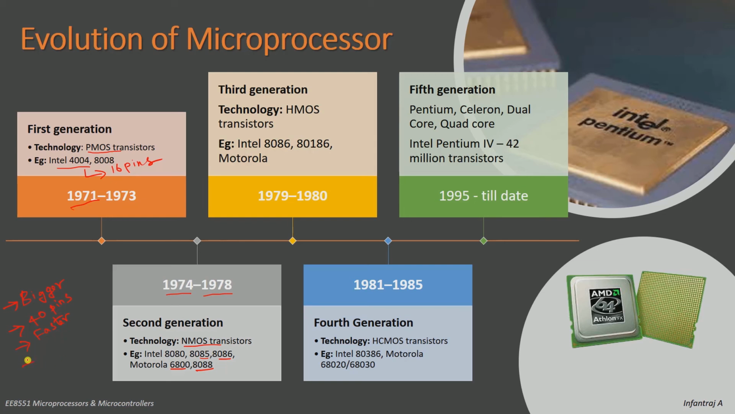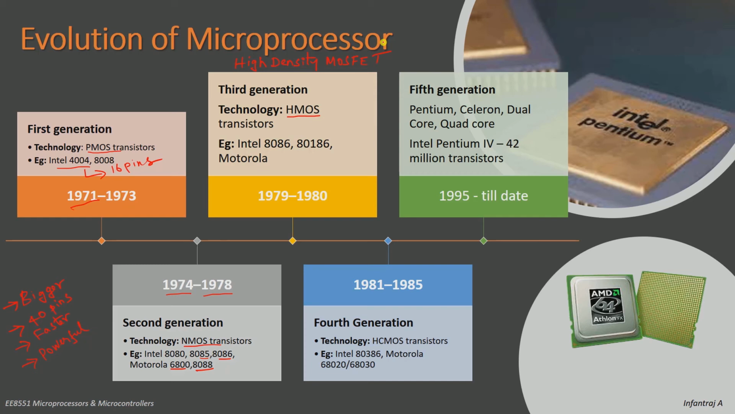In a nutshell, I can say this was more powerful in those days when compared with the first generation microprocessor. Then moving on to the third generation of microprocessor. The third generation used a technology called HMOS. HMOS stands for high density MOSFET.